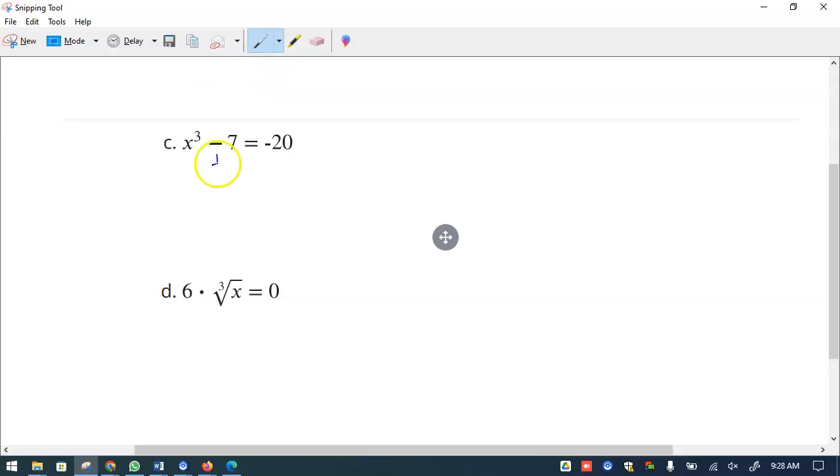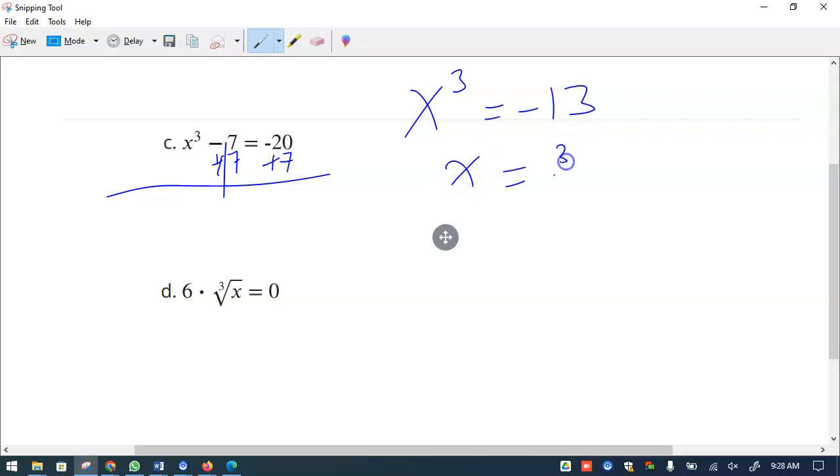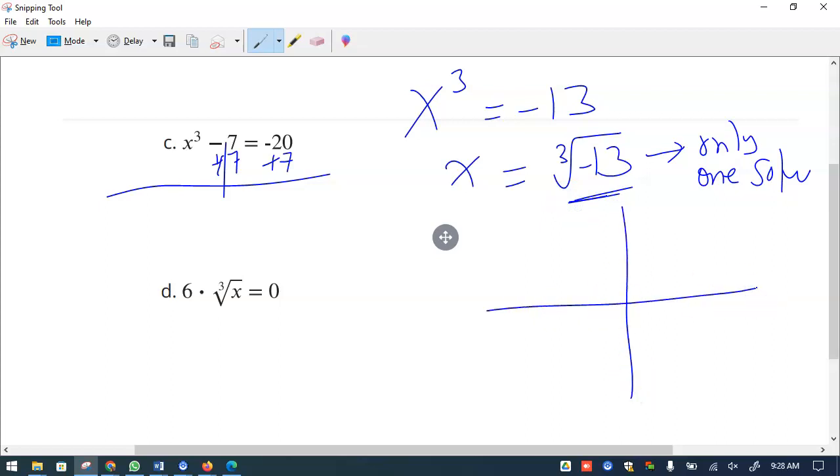Problem C, we can add 7 first to both sides. So when you do this, this crosses out and you get x cubed is minus 13. And this can be written as x equals the cube root of minus 13. And this will have only one solution. So this is the exact value. The cube root graph is always something like this. So this is as good as writing minus cube root of 13, which is the same thing.